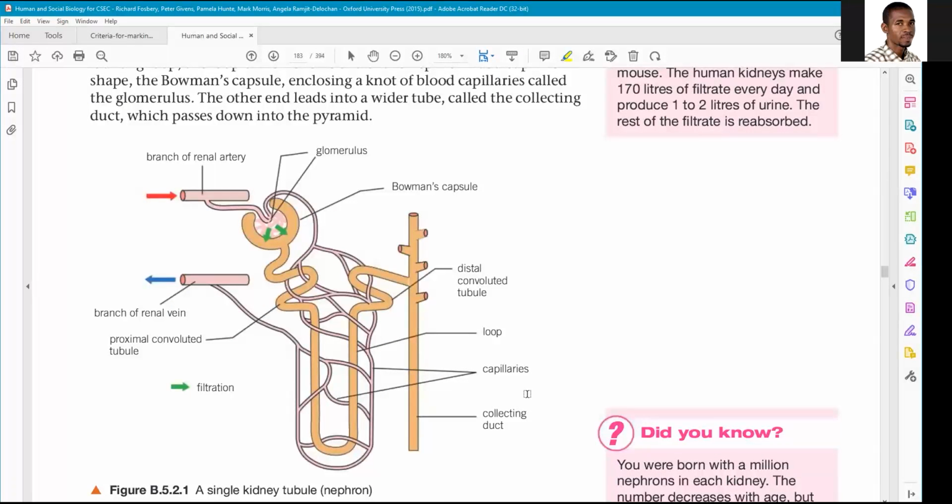It is composed of a long tube with two coiled regions. In between the coiled parts is a long loop called the loop of Henle.